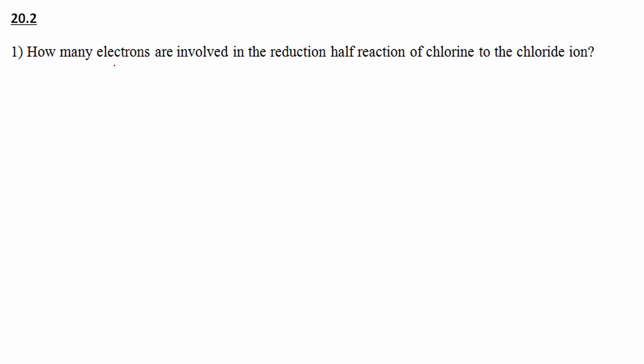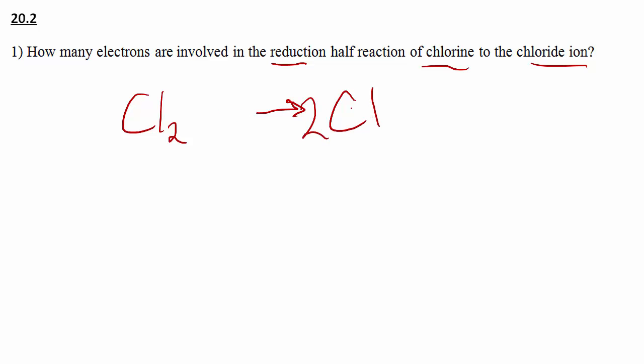So first question is, how many electrons are involved in the reduction half reaction of chlorine to the chloride ion? Well, the trick here is that you have to remember that chlorine is a diatomic molecule. It's only going to show up as Cl2. So if it becomes a chloride ion, it's going to be 2 Cl minuses. Well, how does it go from chlorine 0 to 2 chlorine minus ions? Well, it's got to gain a total of 2 electrons.